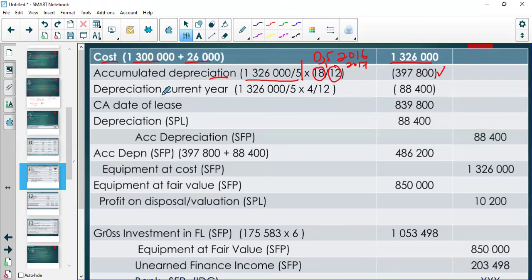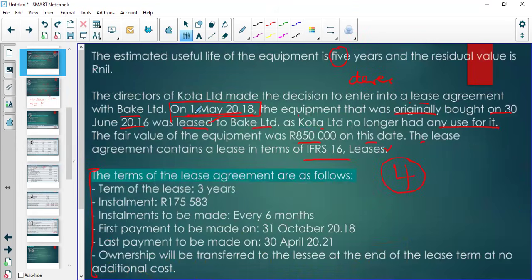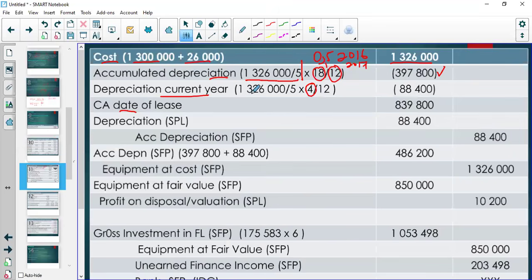Then depreciation for this current year. Why are we doing this? We need to determine the carrying amount on the date it was leased. It's just for 4 months. If you want a reminder, this was on 1 May this year. So we have January, February, March, April. So we need to calculate that depreciation for the 4 months during this current year to update the carrying amount, right?